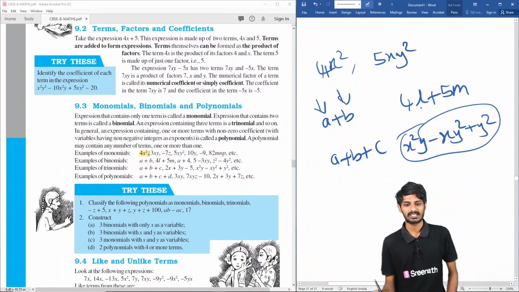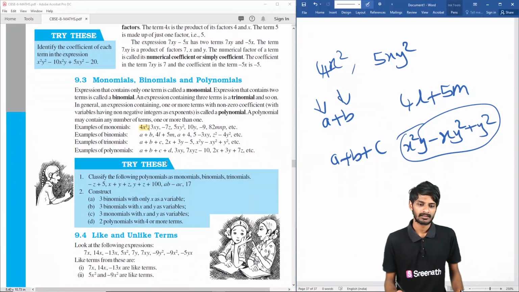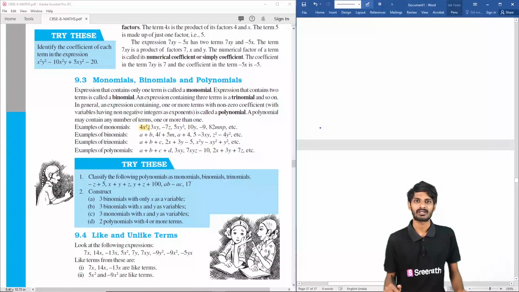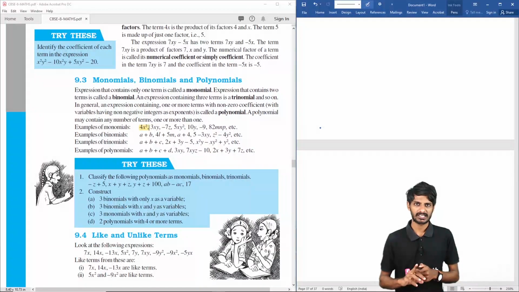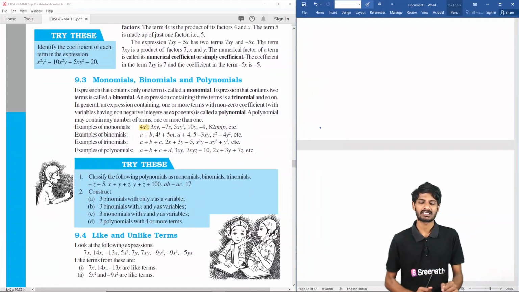Okay students, so this is the case. And polynomials means more than three terms. So these are the examples for monomials, binomials, trinomials and polynomials, students. So we have understood terms, coefficients and expressions, and monomials, binomials and polynomials. We have discussed these in the 7th class also. We have just revised them.